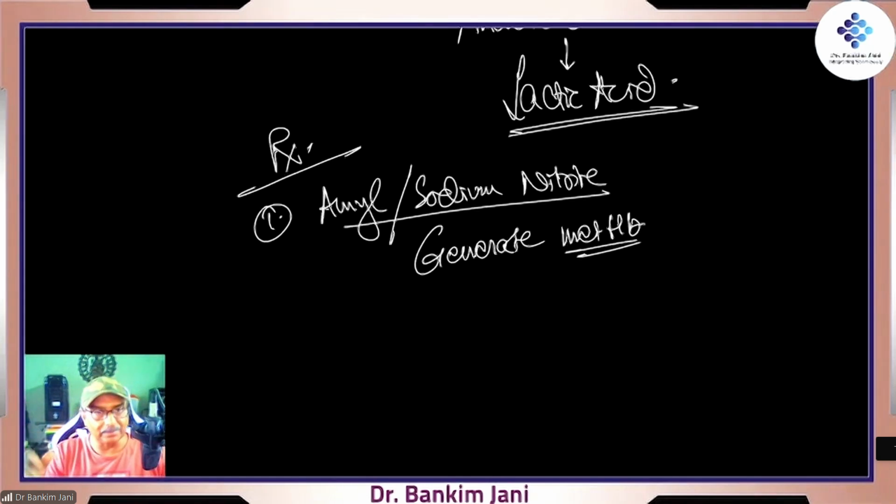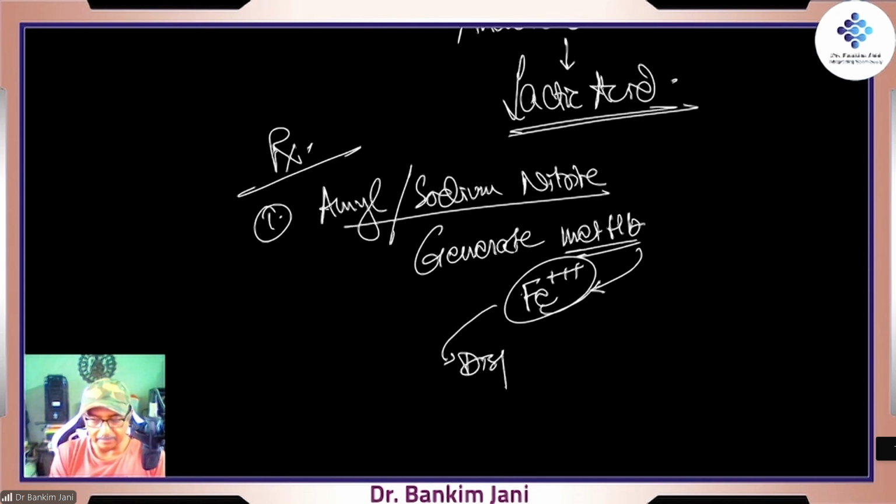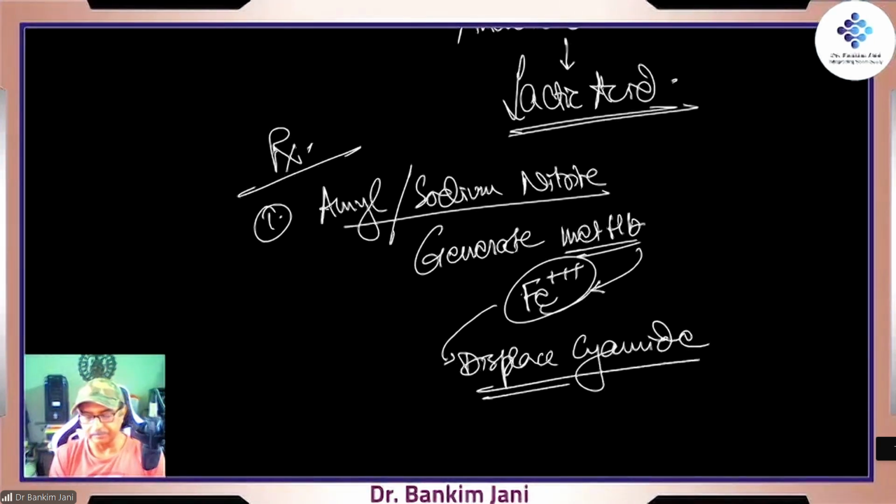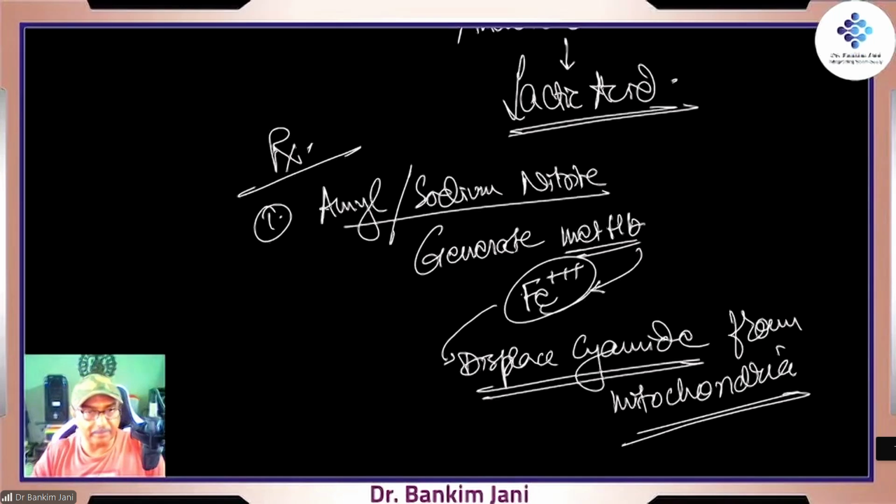Methemoglobin, so it loves the Fe3+, and it will go and start competing with the cyanide bonds. So this methemoglobin will fight with cyanide and will displace cyanide. This displaces cyanide from mitochondria, so that mitochondria start functioning. So here the entire game is from the mitochondrial perspective.